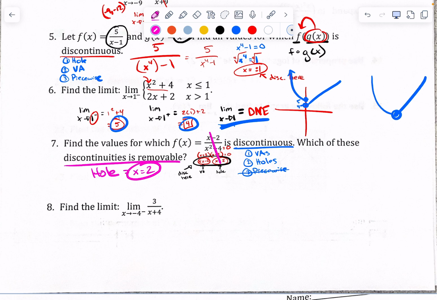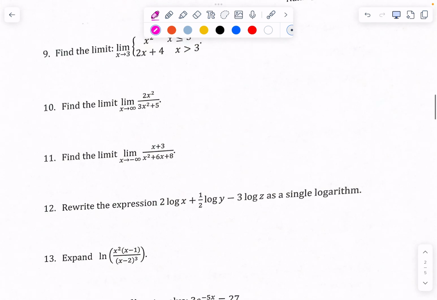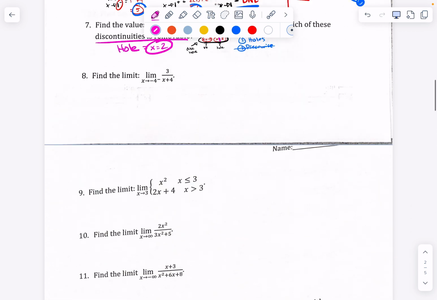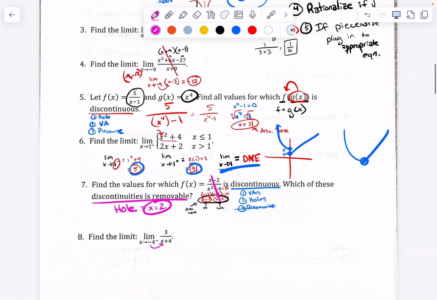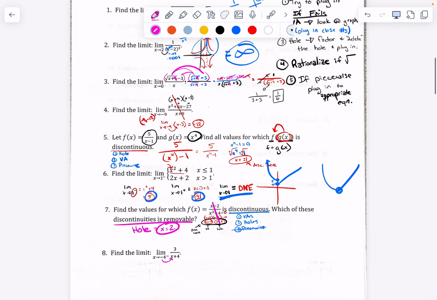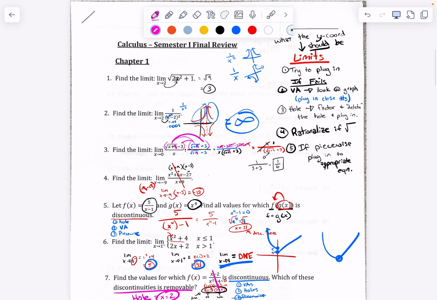Okay. All right, number 8. They'll start to hopefully go a little faster now. Find the limit as x goes to negative 4 from the left. Can I plug negative 4 in? No. You have all the rules. Which rule does this one fall into? Those are all the rules. Plug it in, fails.